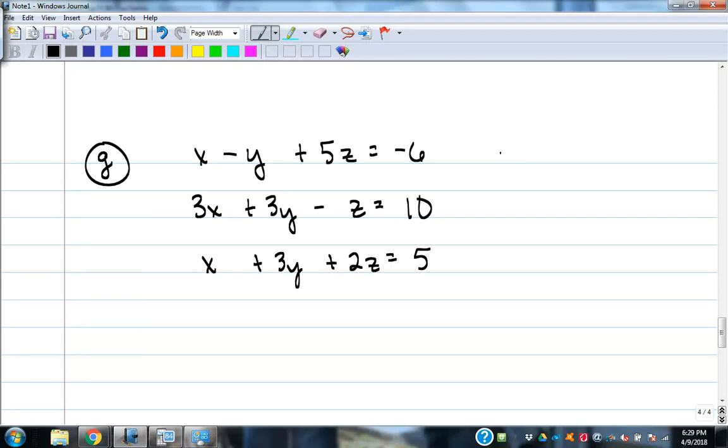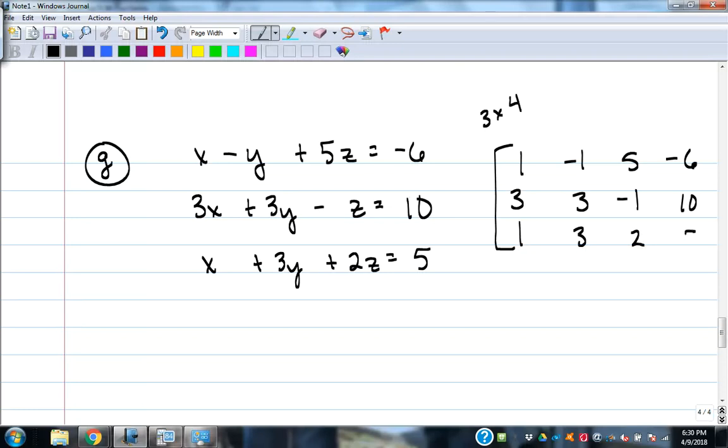But if we're going to use a matrix to solve it, what size is that matrix? How many rows will it have? Yeah, 3 rows, 4 columns. 3 rows because how many equations do we have? 3 of them. 4 columns because we have an X column, a Y column, a Z column, and then the solution, what they're equal to column. Okay, so that's a 3 by 4 matrix. Out of that, that 3 by 4 will be 1, -1, 5, -6, 3, 3, -1, 10, 1, 3, 2, 5.